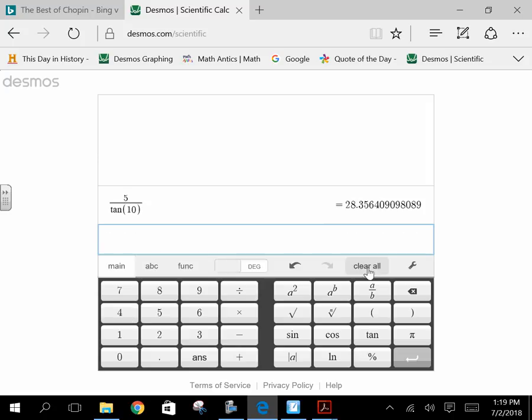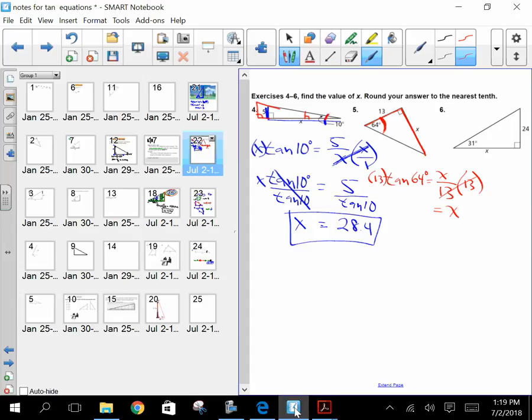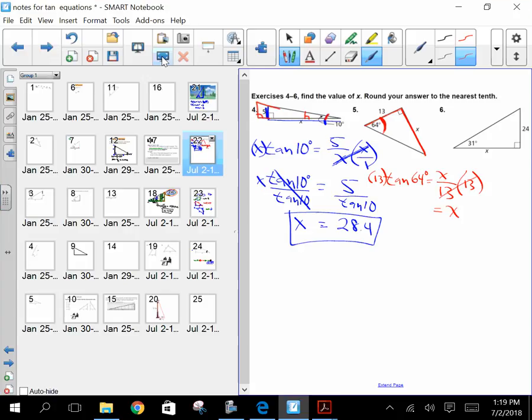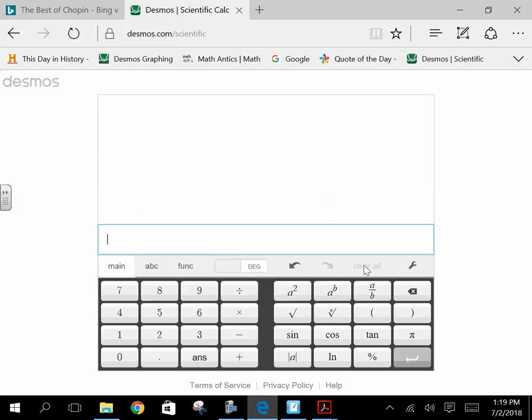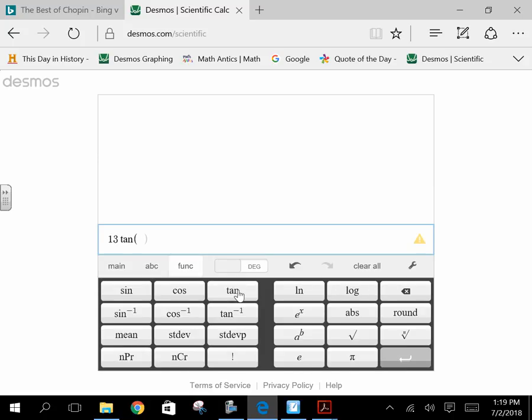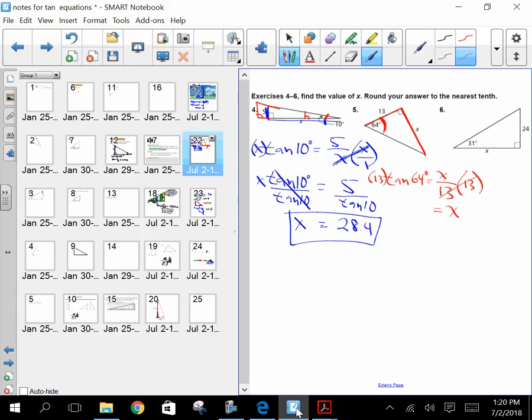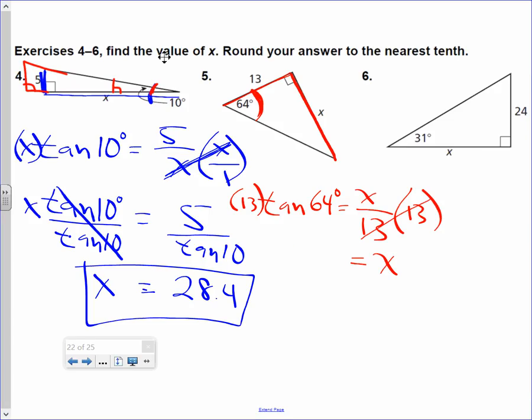That's somewhat close. Okay, so I'm going to type this in my calculator. Watch. 13 times the tangent of 64, that'll be what x is. I'm just going to type in exactly what I see there. 13, tangent, hit the function key, tangent 64. Go back to main to get the numbers. Hit enter. 26.7 to the nearest tenth. So x is approximately 26.7.